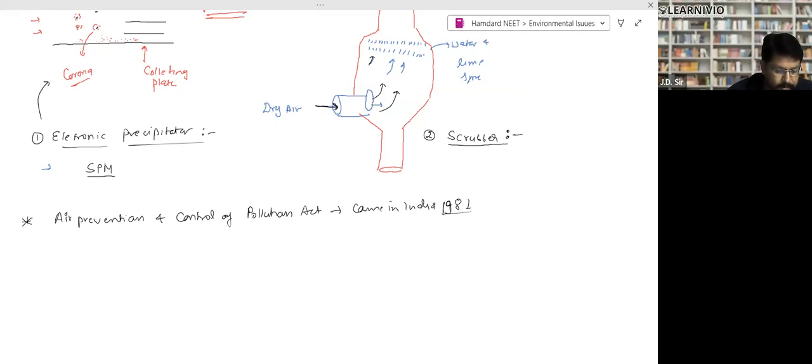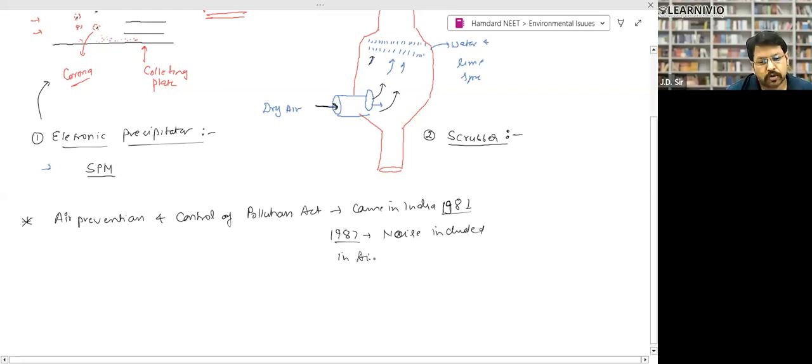And in 1987, that you need to remember. So in 1987, noise has been included in air pollution. So noise included in air pollution, right? Air pollution.